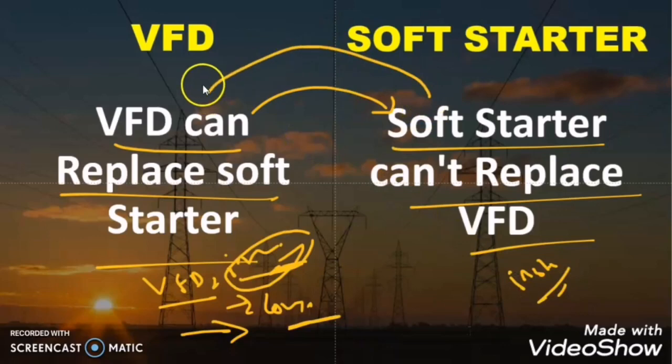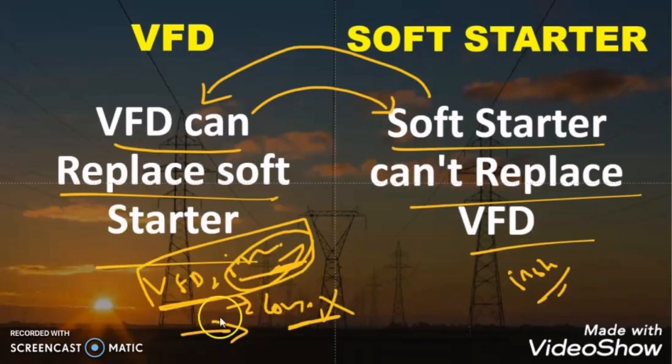But wherever the VFD is used, we cannot replace it with the soft starter. When we replace it, we will get one facility, that is suppressing the inrush current at the time of starting of the induction motor, but it will not give the speed control of the motor, which is required. Okay, hope you understood this concept.